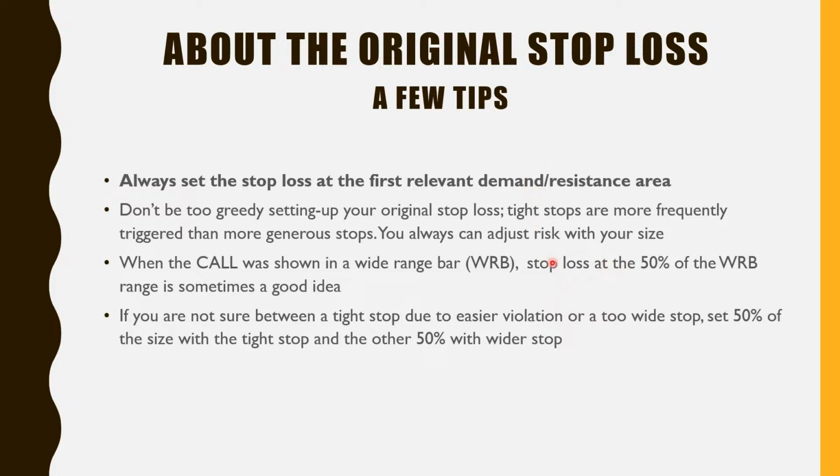One criteria I use for myself is stop loss at the 50% of the WRB, I mean the wide range bar. This is a good idea and it works. If you are not sure between a tight stop due to the easy violation or too wide a stop, set 50% of the size with a tight stop and the other 50% with wider stop. I used to do that.